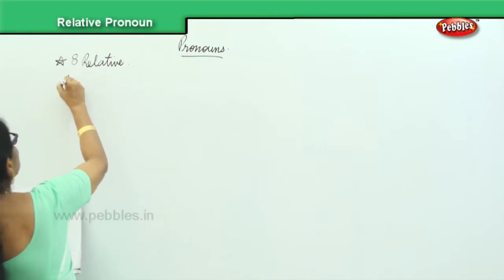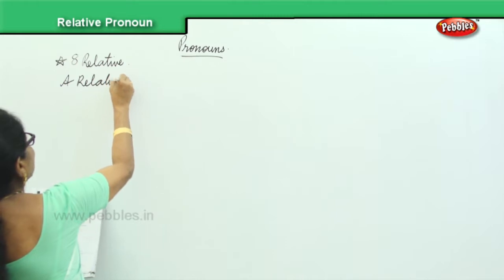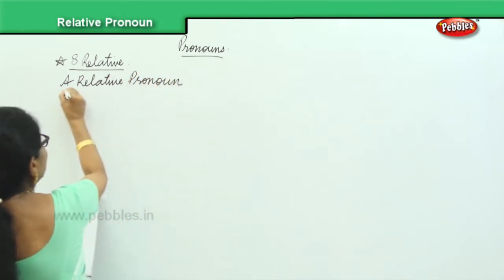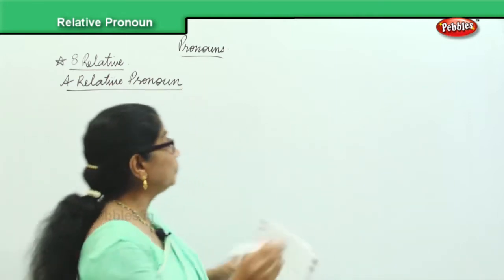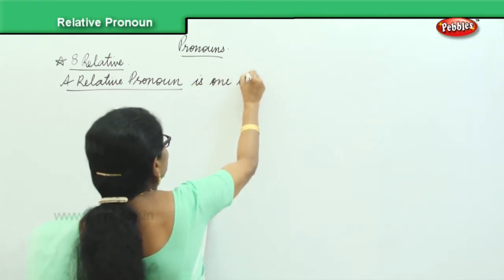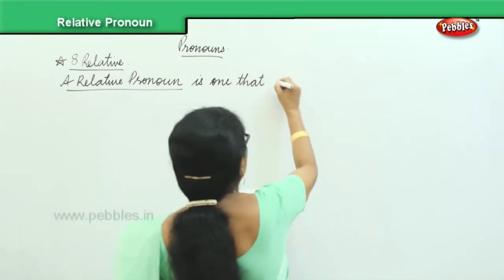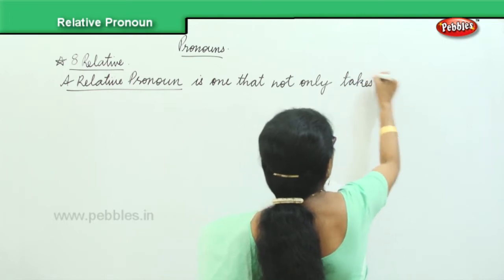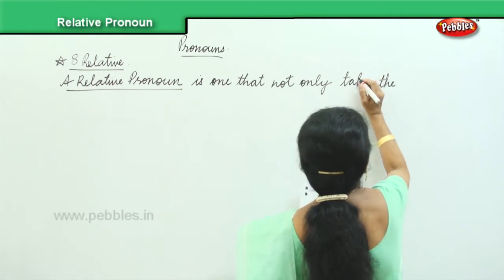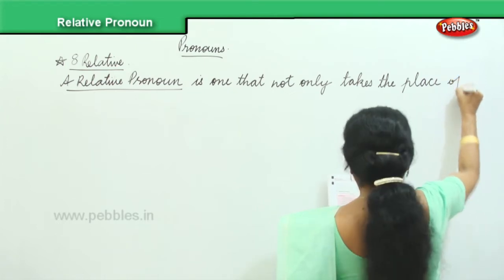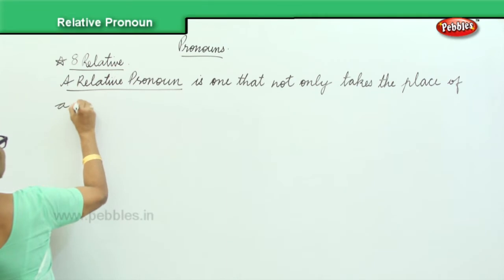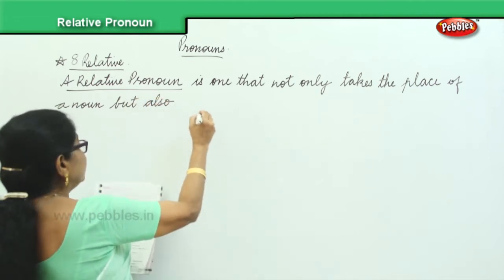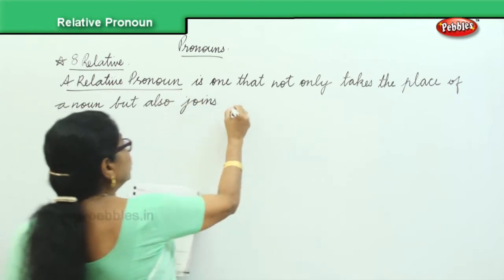So, what is a relative pronoun? A relative pronoun is one that not only takes the place of a noun, but also joins two sentences.